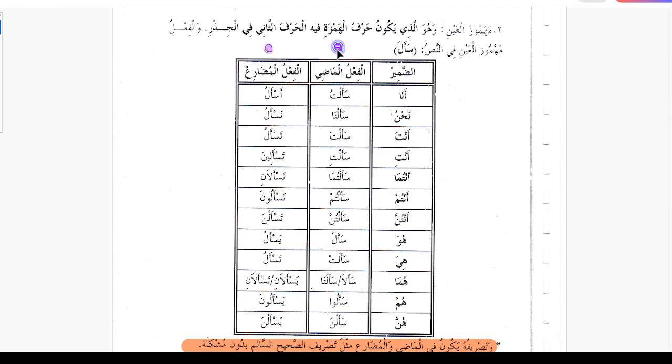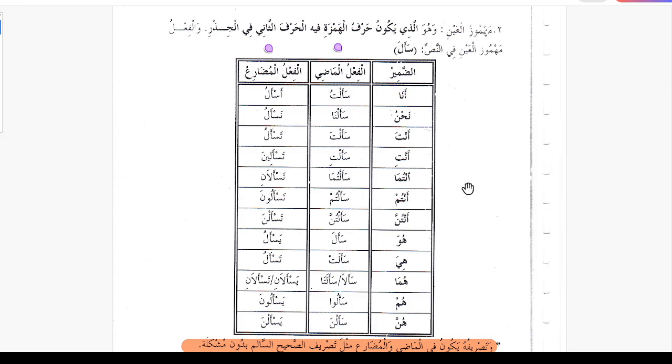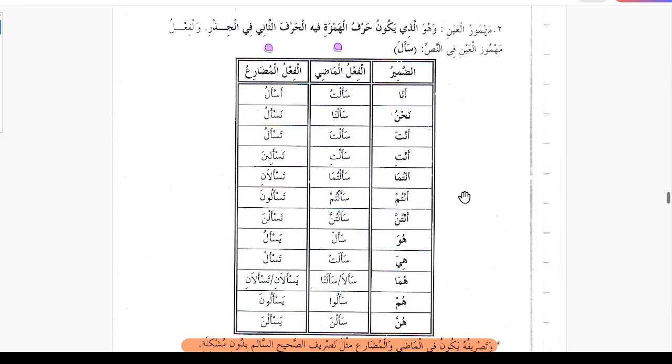So now we take the same example, nasara, and let's use sa'ala instead of nasara. So huwa sa'ala, huma sa'ala, hum sa'alu, hiya sa'alat, huma sa'alata, hunna sa'alna, anta sa'alta, antuma sa'altuma, antum sa'altum, anti sa'alti, antuma sa'altuma, antunna sa'altunna, ana sa'altu, nahnu sa'alna. So again we don't see any problem here.